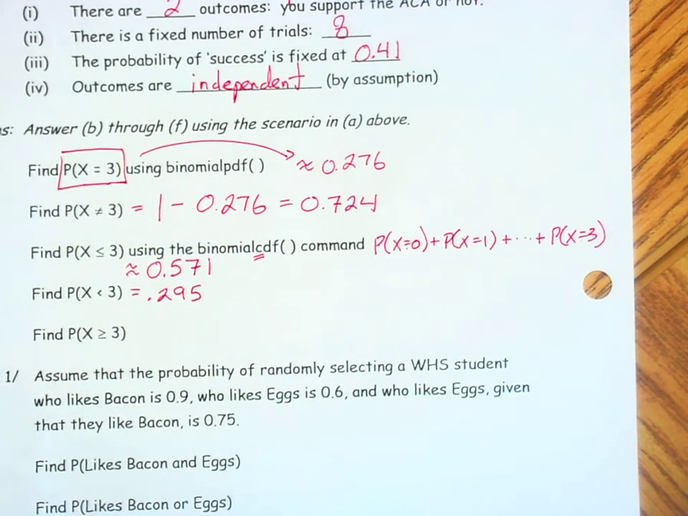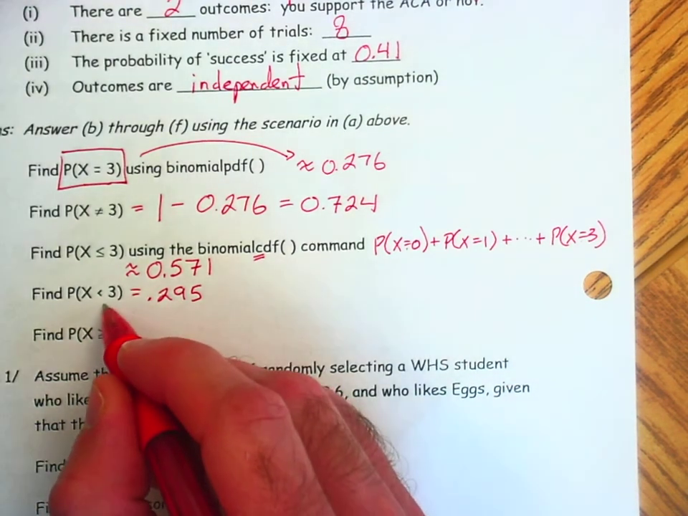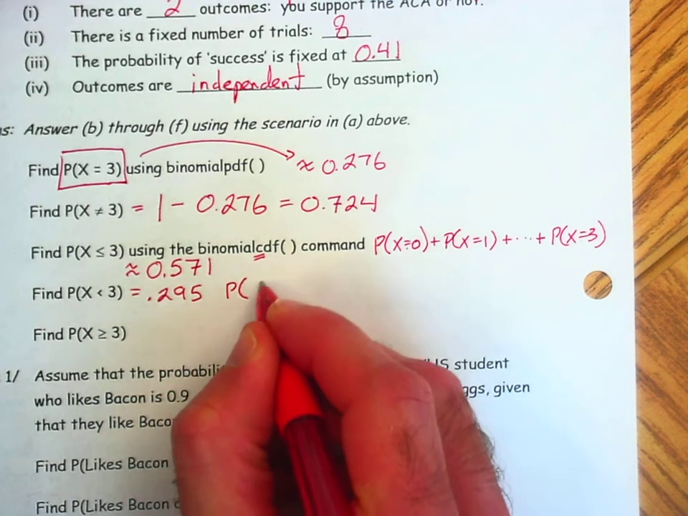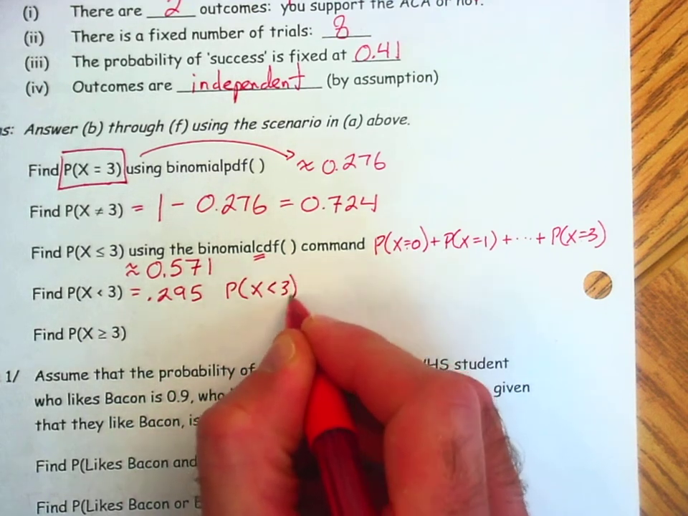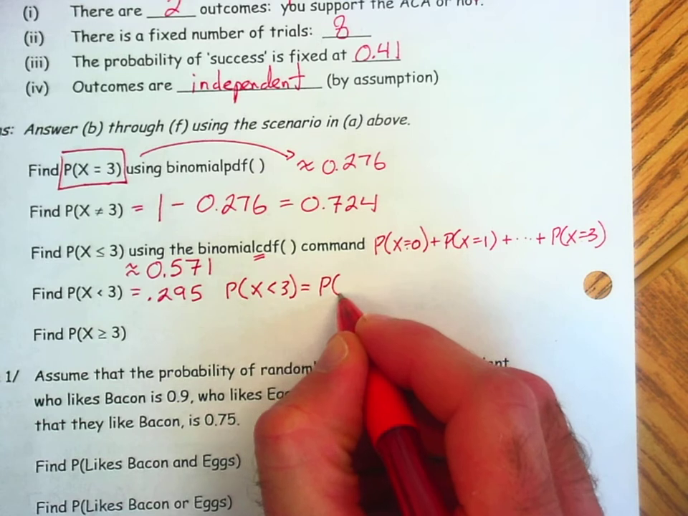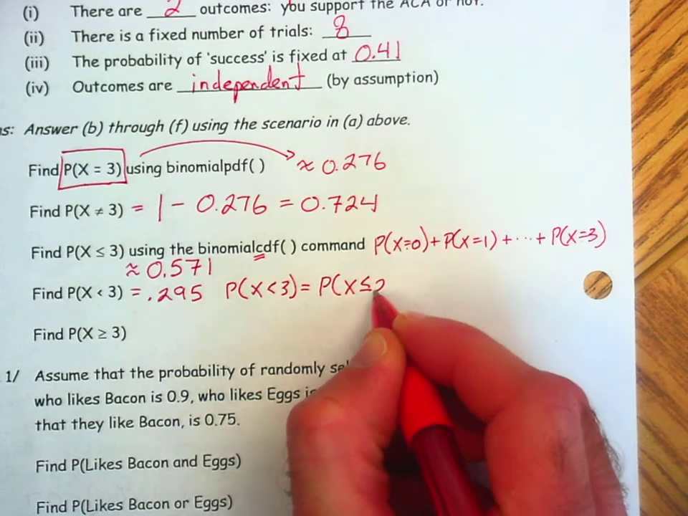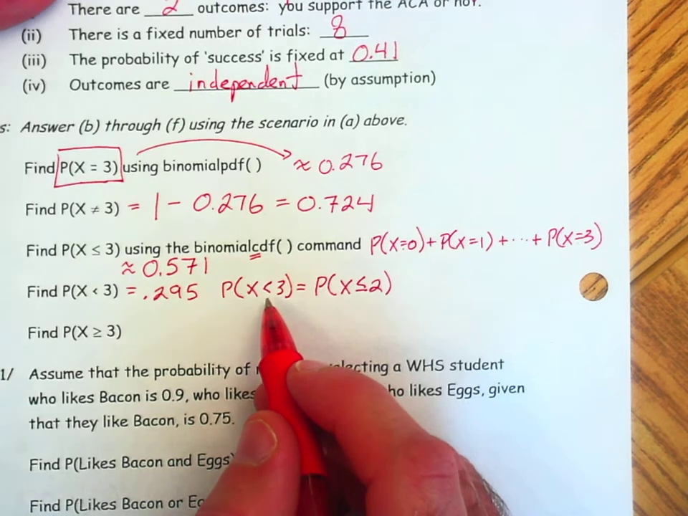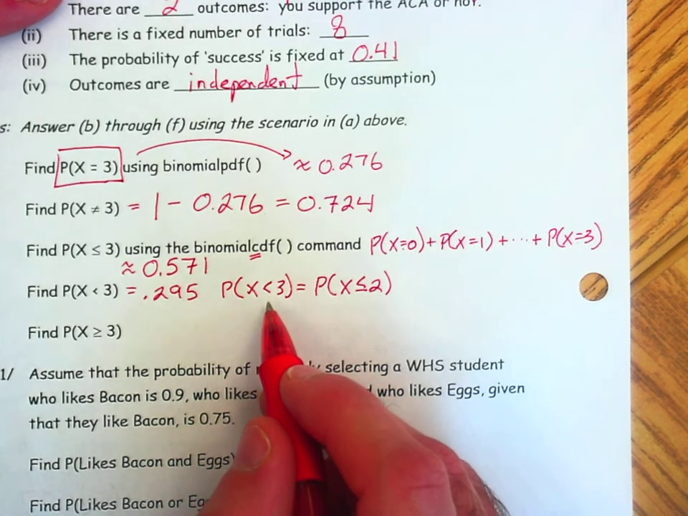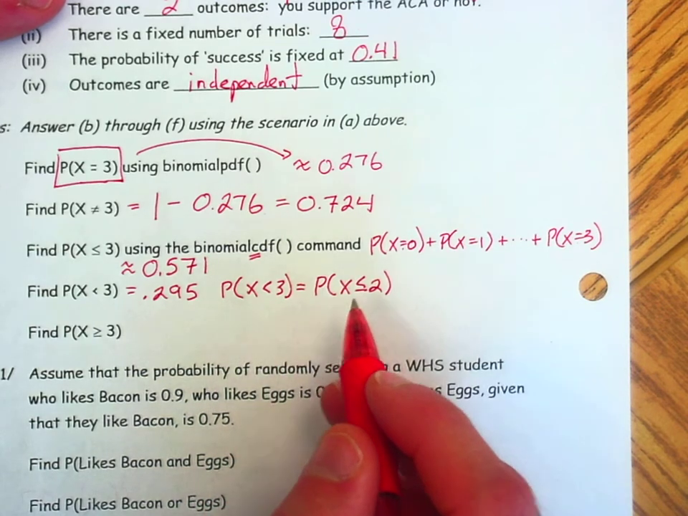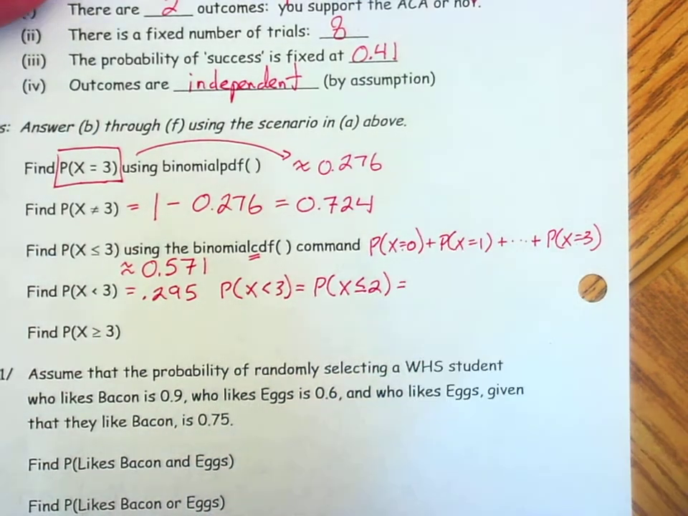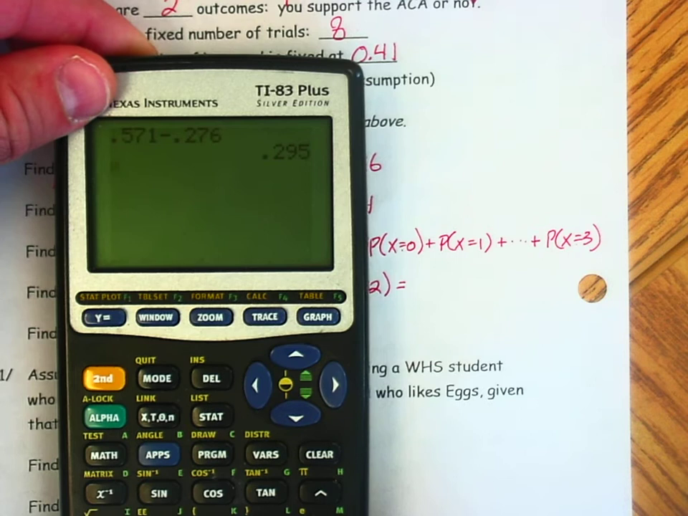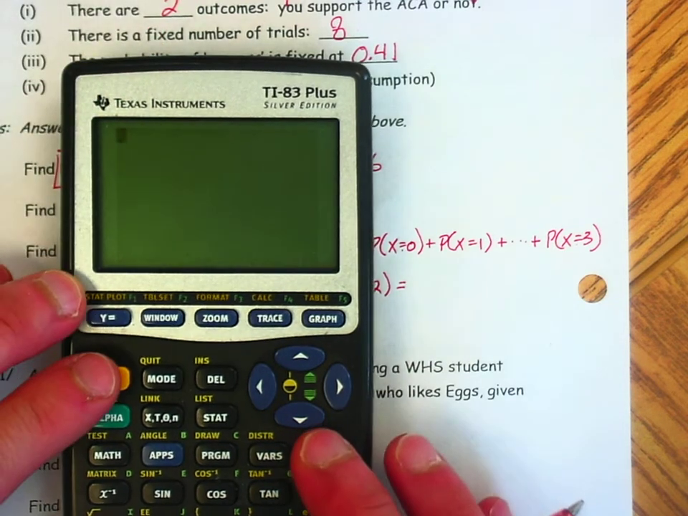But I want to verify that for you, so let's be really specific here. The probability that x is less than 3, that is the same as the probability that x is less than or equal to 2. Less than 3 means we're only looking at the outcomes x equals 0 plus x equals 1 plus x equals 2. I don't want to include 3. So we could also do this question by using the binomial CDF command. The only difference is I want to stop at 2.